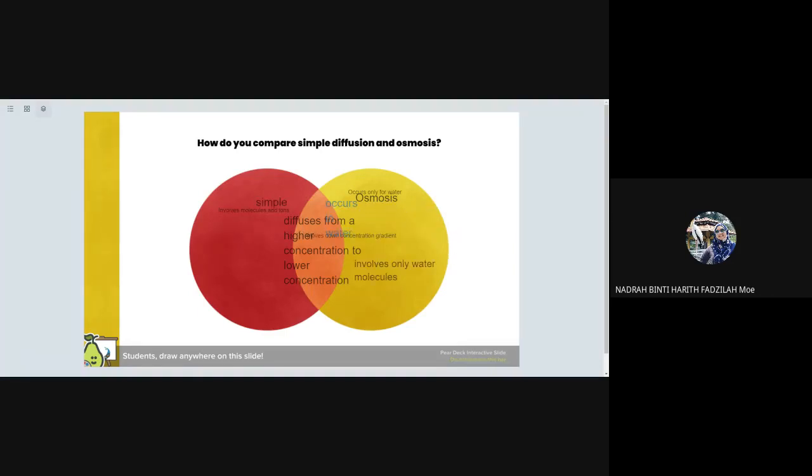Dekat Google Meet sekarang saya tunjuk jawapan semua orang ya. Okay, memang move down concentration gradient. So, simple diffusion, kita tengok concentration apa. Osmosis, kita tengok concentration apa. Okay, good. Occurs until it reach dynamic equilibrium. Betul. Setuju.